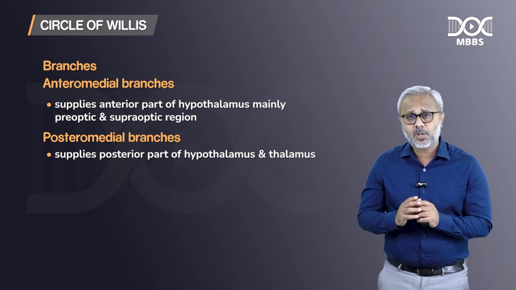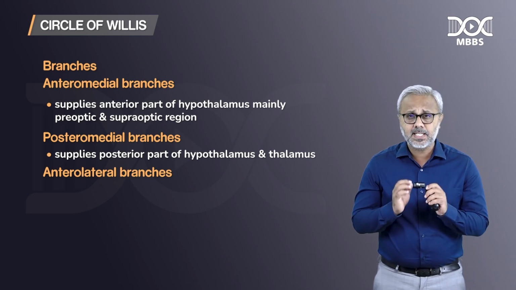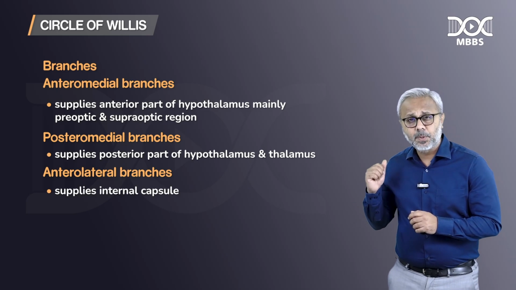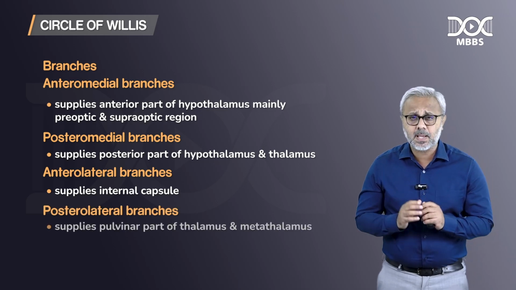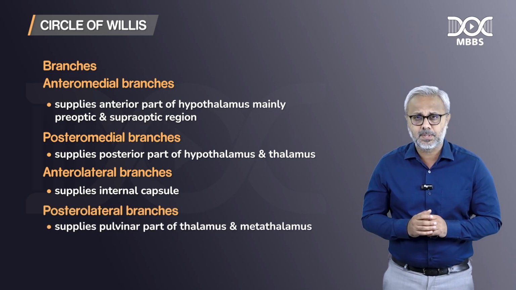Then, when we talk about anterolateral branches, they mainly supply the internal capsule. Then we have the posterolateral branches, which mainly supply the pulvinar part of the thalamus and also the metathalamus.